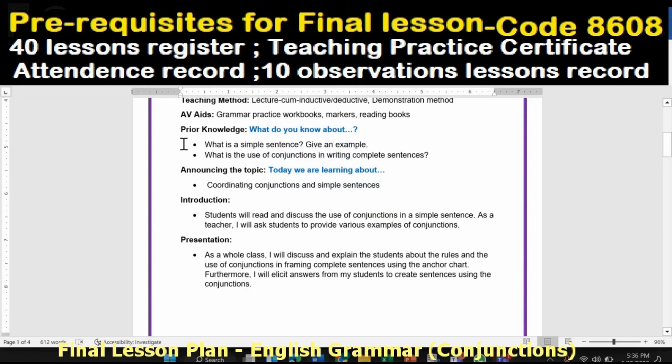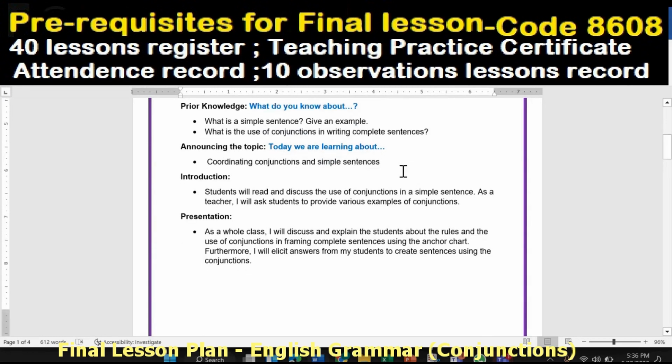The prior knowledge for my students would be that I expect them to know what is a simple sentence and what is the use of conjunction in writing a complete sentence. Simple conjunctions like and, but, or, these are the simple ones, and this is what the expectation is, that they know it already. From there, we will learn more about it.